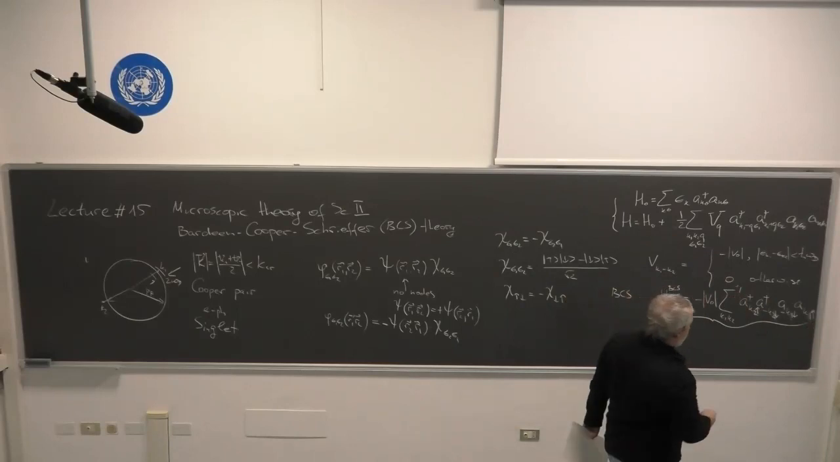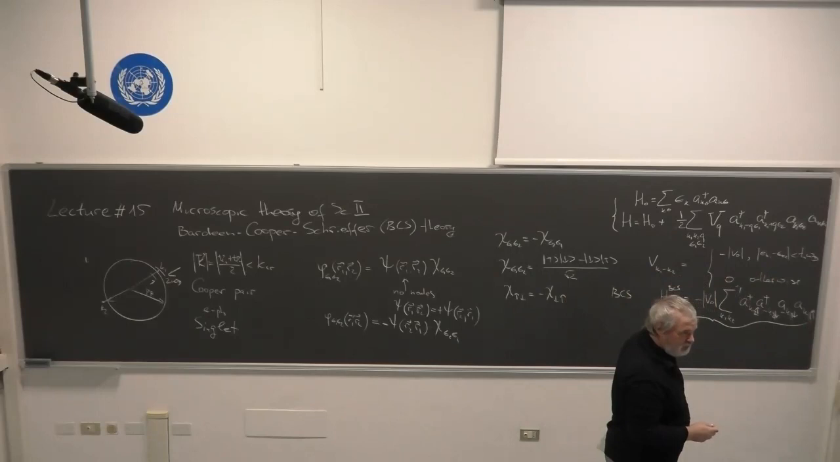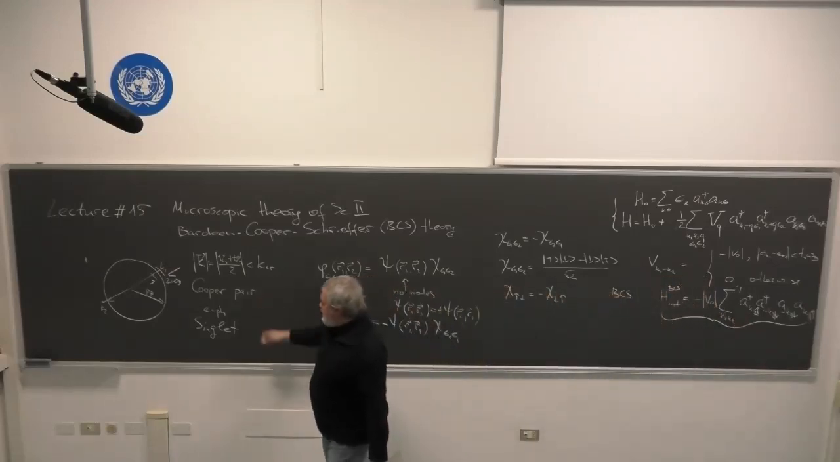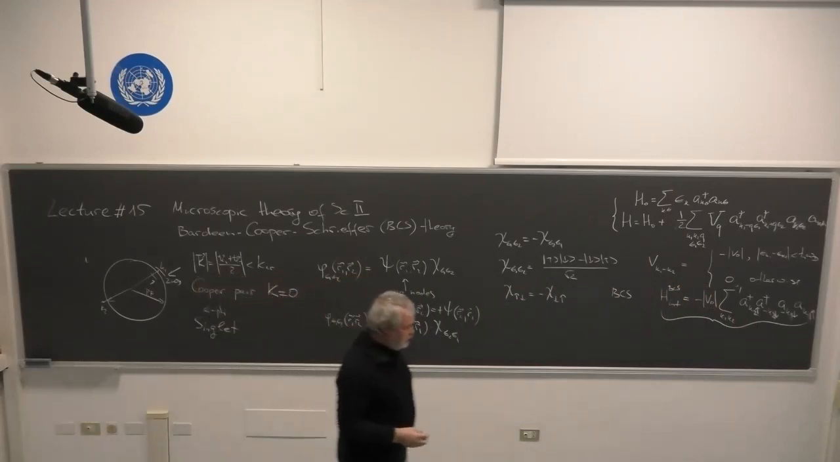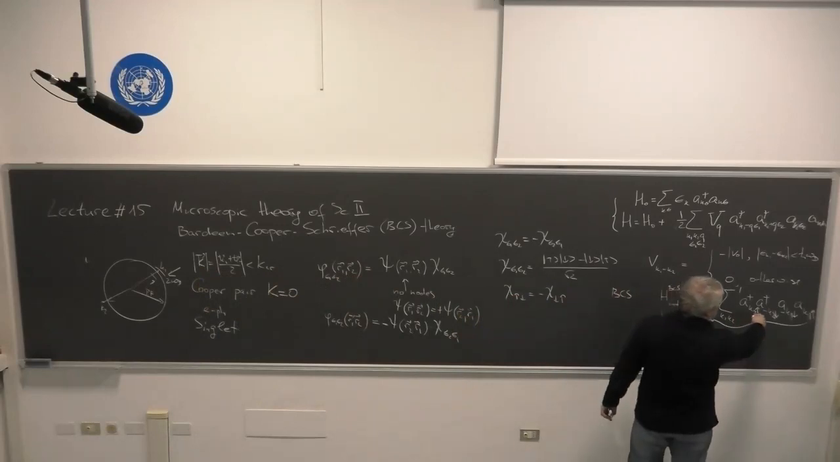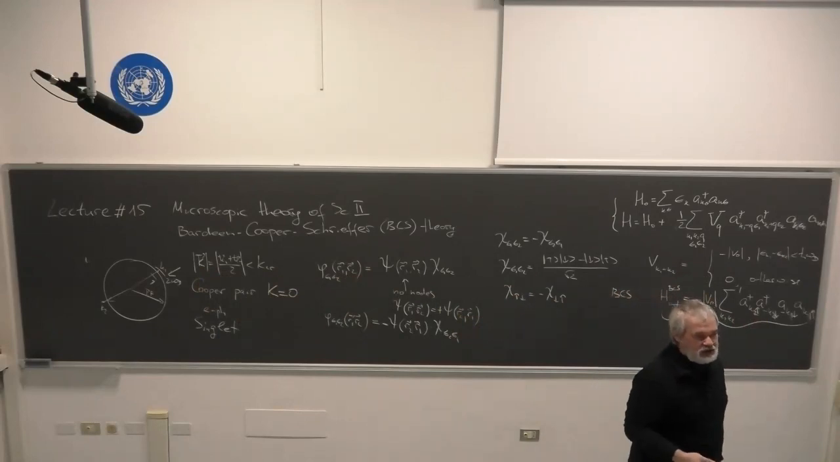Prime assumes that I'm only summing over the states in the vicinity of the thermal surface, defined by this condition. And then, in addition, I assume that the Cooper pair is considered at zero momentum of center of mass, and the Cooper pair is singlet.